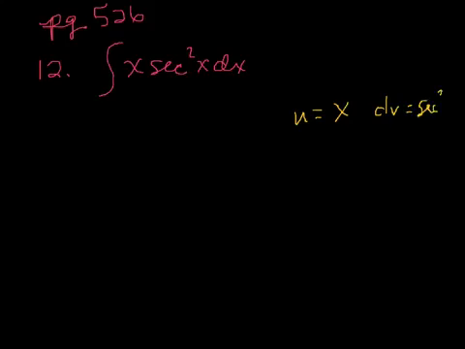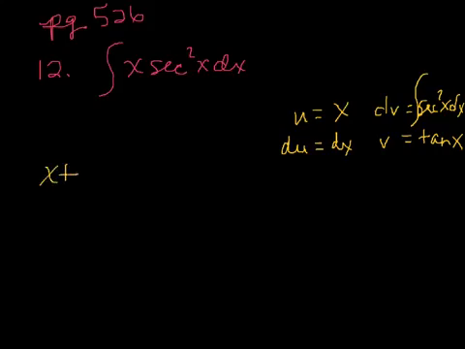So I have secant squared x dx. That's my dv. Derivative of u would just be 1 dx. And integrate that to get, derivative of tangent is secant squared, so v is tangent. So now u times v. So I have x times tangent of x minus v, tangent of x, times du.